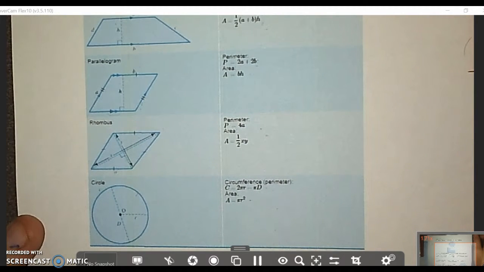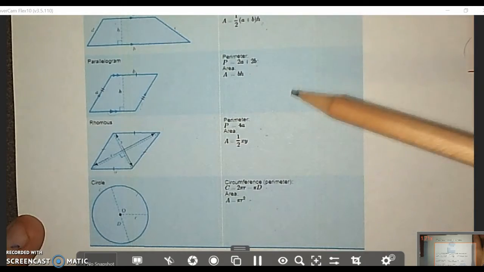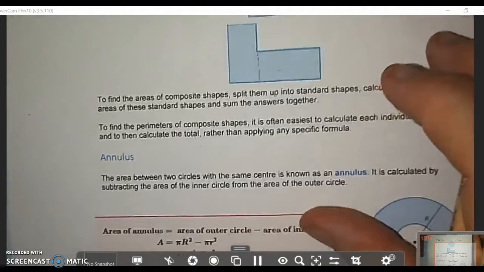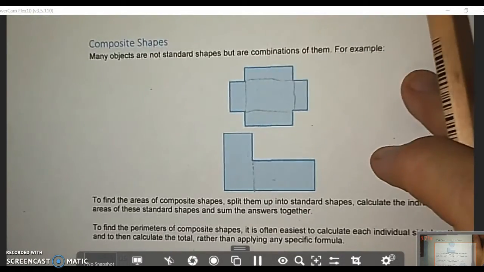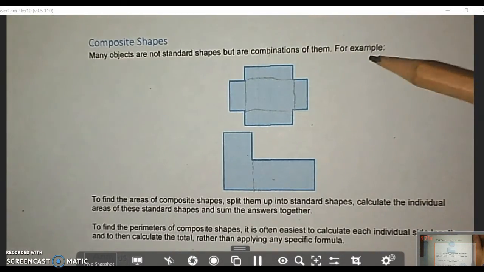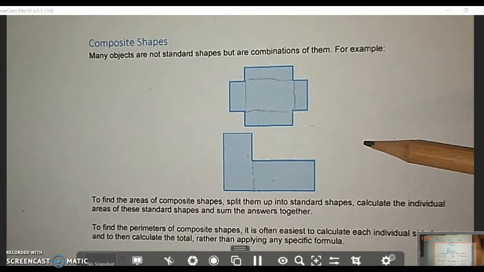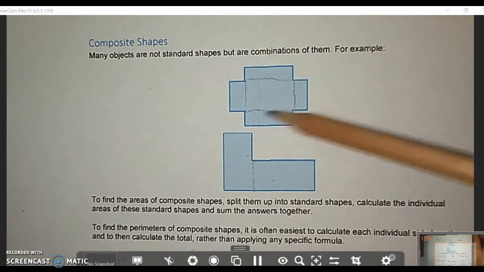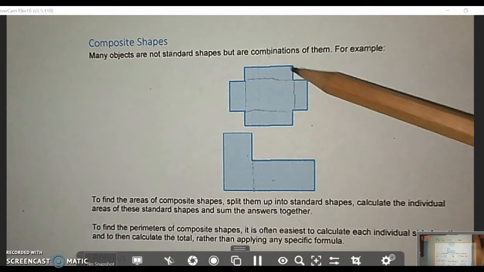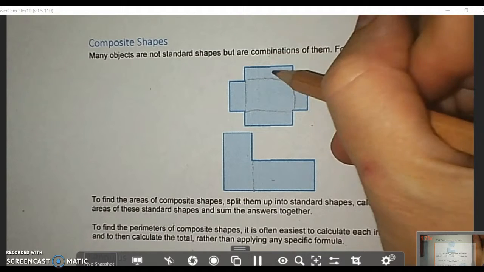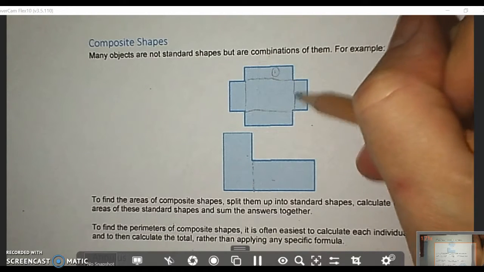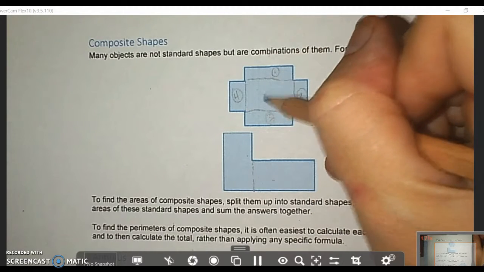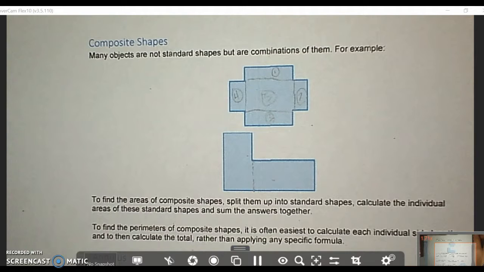So that's what you've been doing in junior school or in your young years, and today we're going to look at composite shapes. A composite shape is a combination of other shapes. So to find the area of something like this, we would break it up into its parts and find the area of this one, that one, that one, that one, and that one, and add them all together.